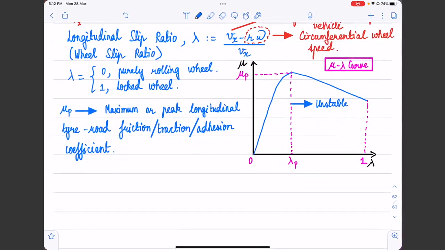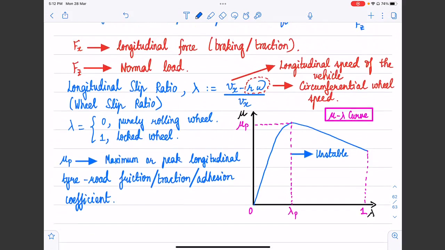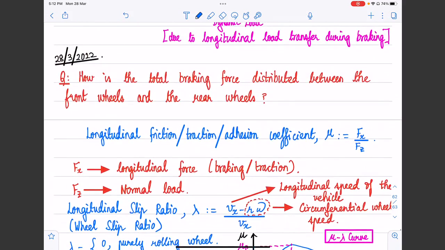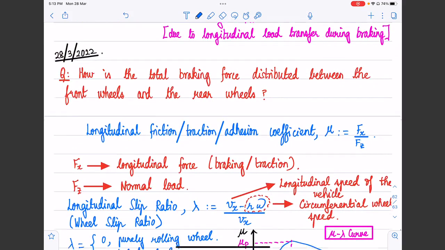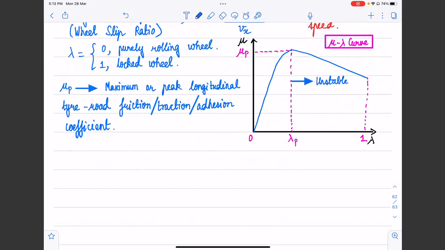All right. So now coming back to our discussion. Where did all this discussion start? We asked ourselves the question, how is the total braking force distributed between the front and the rear wheels? We have been doing some braking analysis where we got expressions for WF and WR, which included static loading plus dynamic loading due to longitudinal load transfer. Now let's combine all these things. So mu p is going to be equal to Fx max, right?